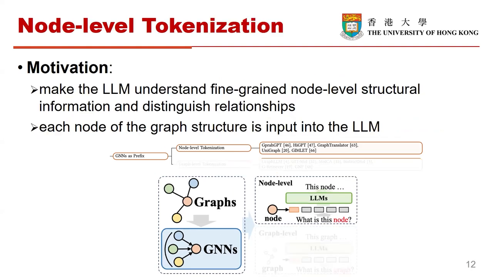Specifically, the motivation of node level tokenization could be to make the LLM understand the fine-grained node level structure information and discern the relationships between them. Each node of the graph structure is input into the LLM. The challenge of node level tokenization could be how to let the LLM distinguish different nodes of the graph level graph representation and fully utilize them to directly conduct graph learning tasks such as node classification and link prediction.